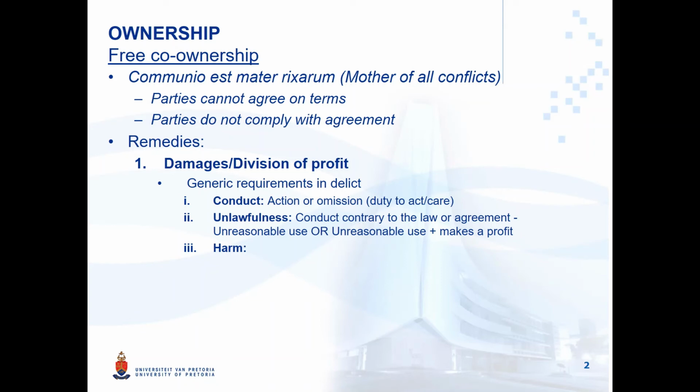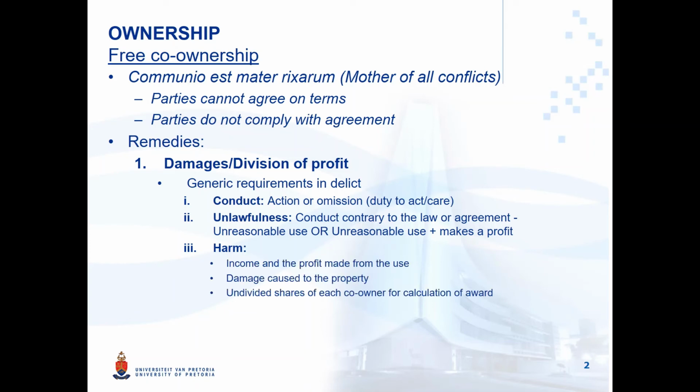Now, considerations that the court will take into account in this context to determine the extent of the damage are the income and the profit made from the use, if there was income or profit made, the damage caused to the property, if there is any damage caused directly to the property and thereby the rights of the other co-owners, as well as all the undivided shares to determine the proportion of the damages amount to be awarded to each co-owner.